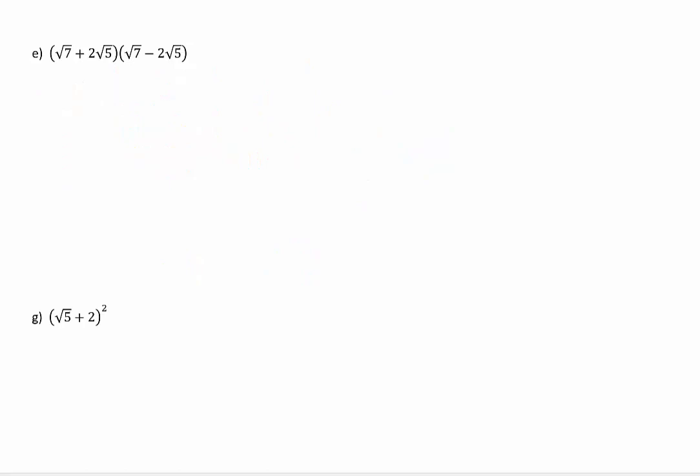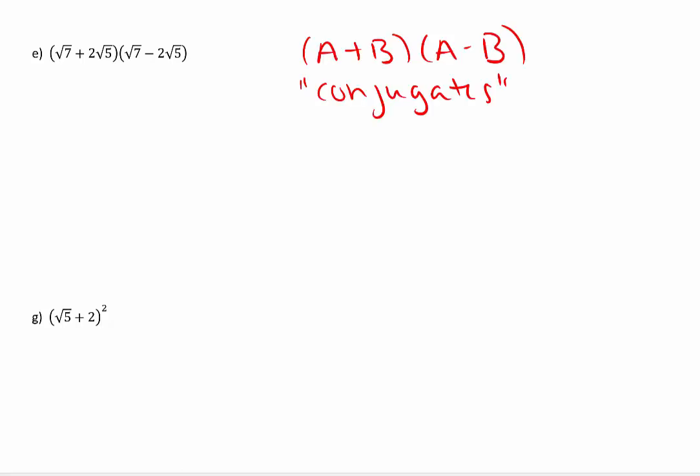My next example also looks like a FOIL problem, and you can definitely do this problem with FOIL. However, in this special case, these expressions fit into a pattern. We are actually multiplying conjugates together. In other words, the radicals are the exact same. The thing that's different is the sign in between them. We have something of the form a plus b times a minus b.